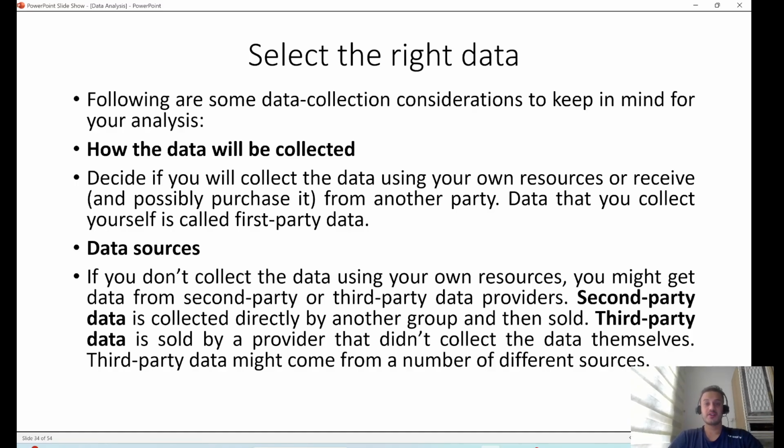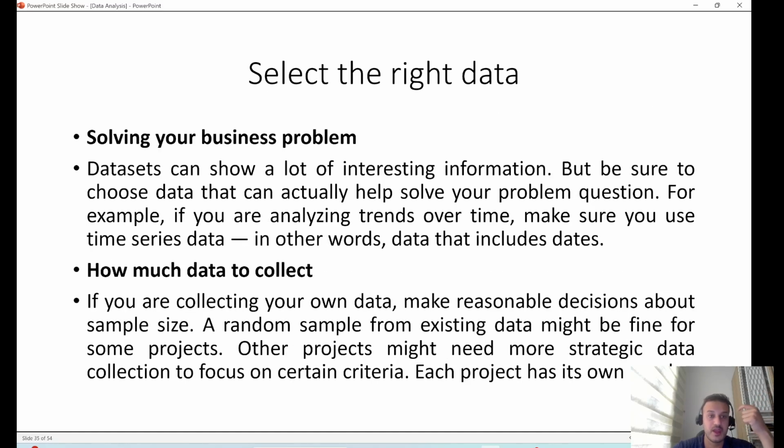How do you select the right data, and how will the data be collected? You may collect the data using your own resources, which is first party data, or you may collect it from other sources. That means you need to work on it first. You have to check everything: the data source, whether it's first party, second party, or third party.